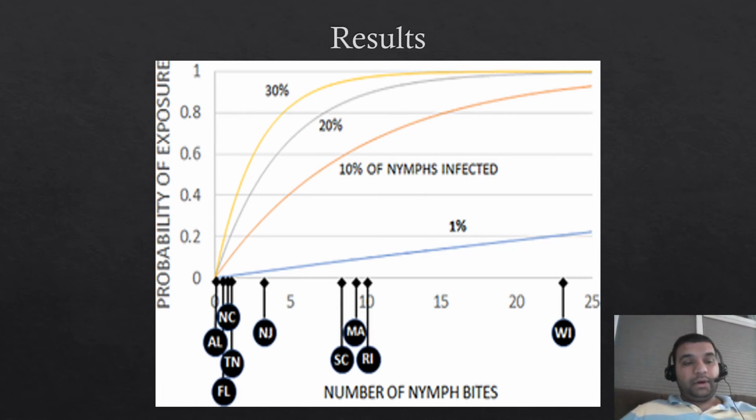So what they are getting at is if you get bit in the south, since the larvae and nymphs that are biting the reservoir hosts are statistically less infectious than in the north, humans are going to be less likely to be infected, at least that's what they are implying from this data.